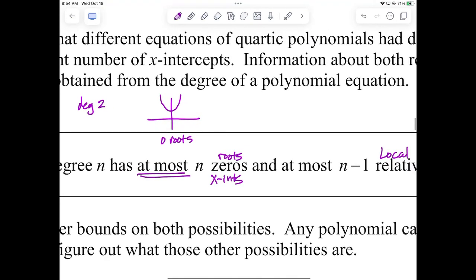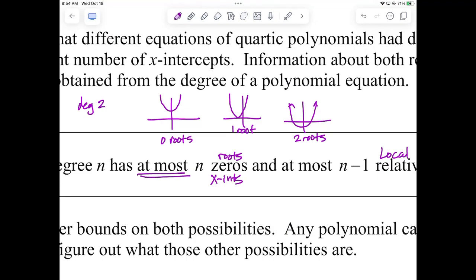There's zero roots. It could be that it bounces, and this would be one root. Or it could be that it crosses on the way down and crosses again on the way up. That would be two roots. So that's the most it can have. There's no way a parabola, which is degree 2, can have 3 x-intercepts. 2 at the most. But it can have any combination less than 2.